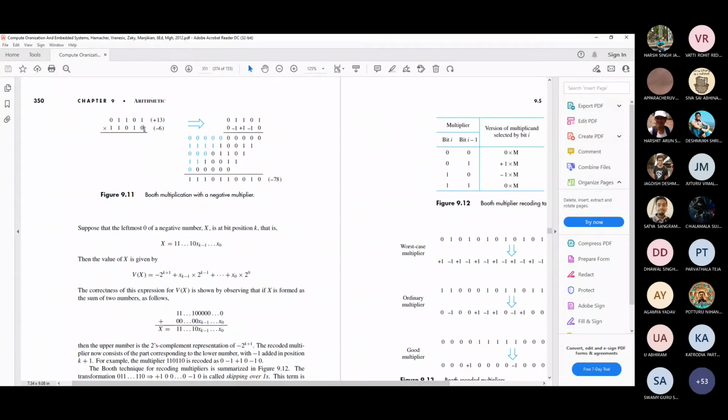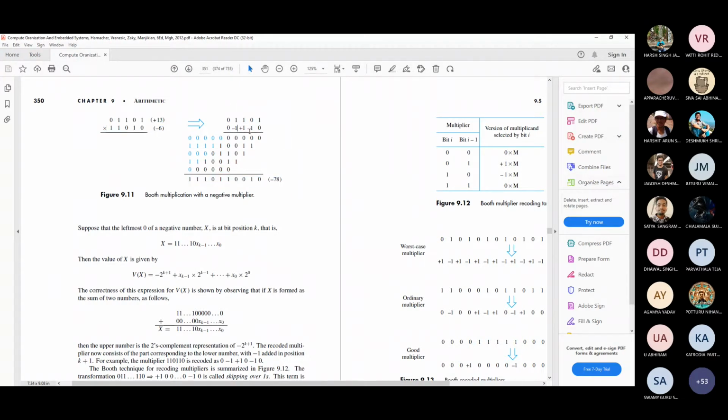Now this is the logic, this is the recoding of the Booth multiplier. Now given an input like this, we need to generate the Booth multiplier for this one. Assuming that the initial bit is 0, so 0 to 0 is 0, then 0 to 1 is minus 1, then 1 to 0 is plus 1, then 1 to 1 is 0. So always you assume that at the beginning there is a 0. So that's why this is the Booth multiplier.